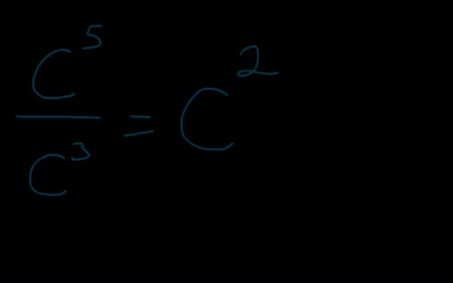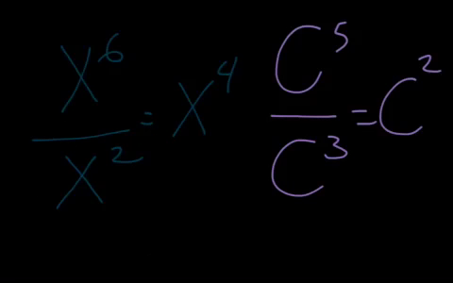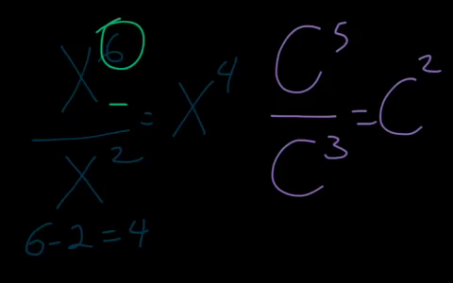Now let's look at the two problems. x to the 6th divided by x to the 2nd equals x to the 4th, and c to the 5th divided by c to the 3rd equals c to the 2nd. Have you noticed a pattern? 6 minus 2 equals 4.